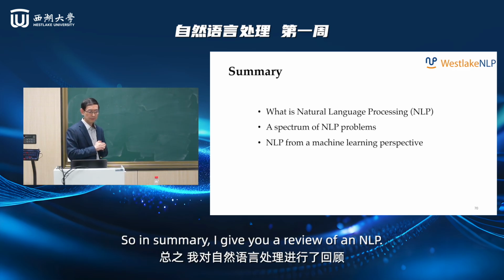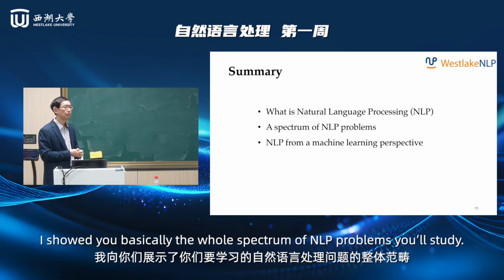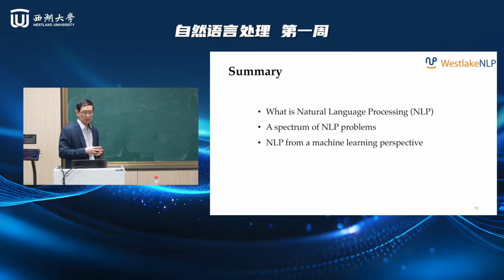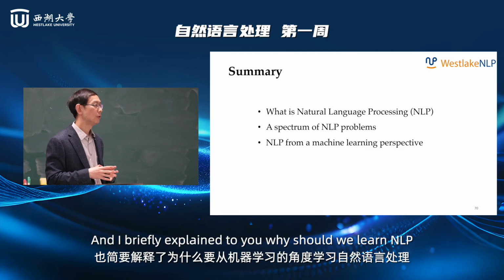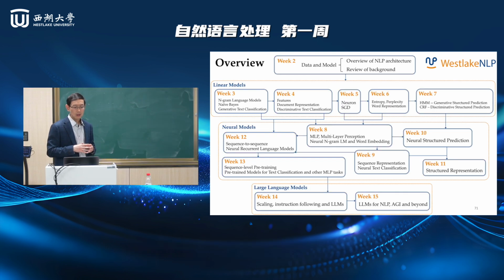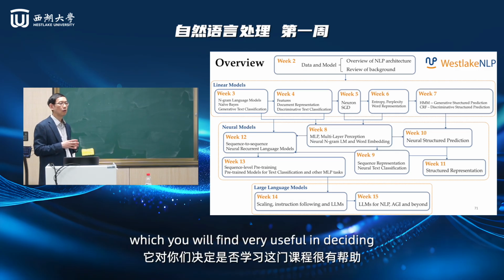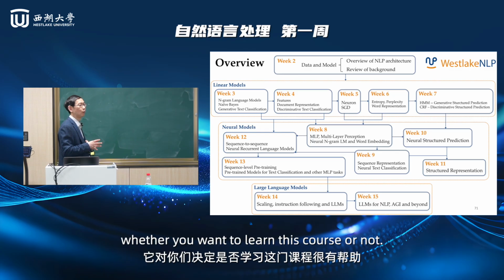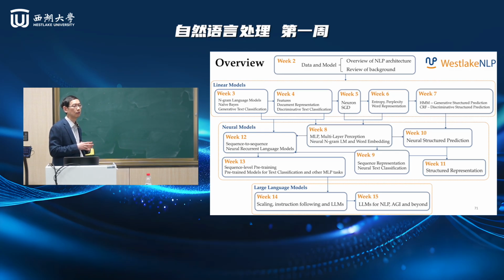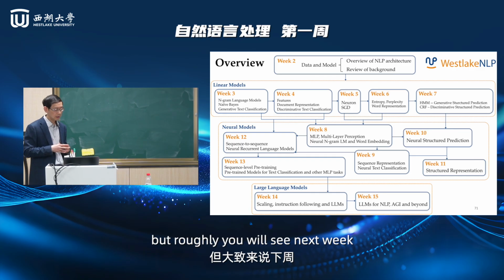So in summary, I gave you a review of NLP. I showed you basically the whole spectrum of NLP problems people study. And I briefly explained why we should learn NLP from a machine learning perspective. And here is an outline of this term, which you will find very useful in deciding whether you want to learn this course or not. I will give you a very detailed explanation of the picture next week. But roughly, you will see.